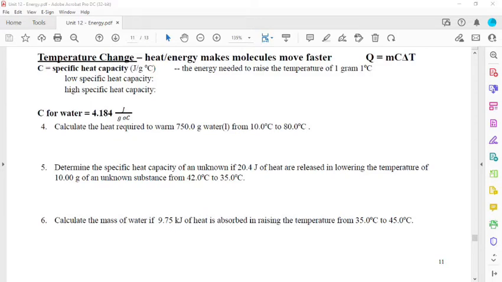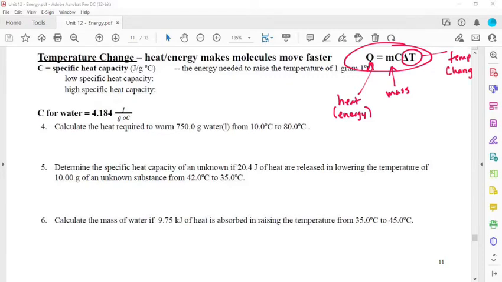Now this equation is very similar to the last one. Q is still heat or energy, either way, and m is our mass, and of course delta T is our temperature change or change in temperature. And then we have this c value. c is our specific heat capacity. This is kind of like that H value. It tells us how much energy is needed, except this time it's how much energy is needed to make a substance change temperature instead of making that substance change phase.